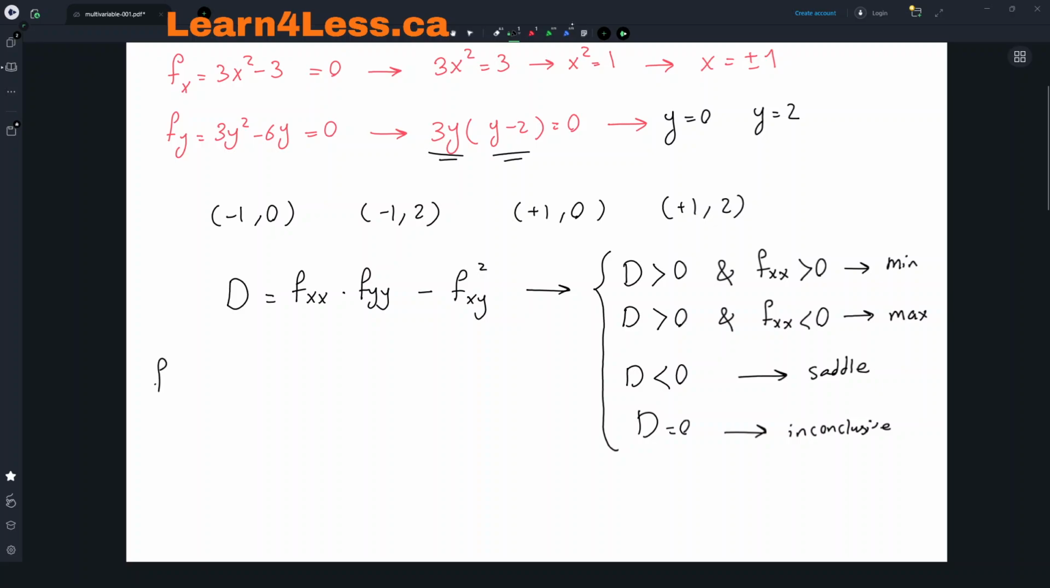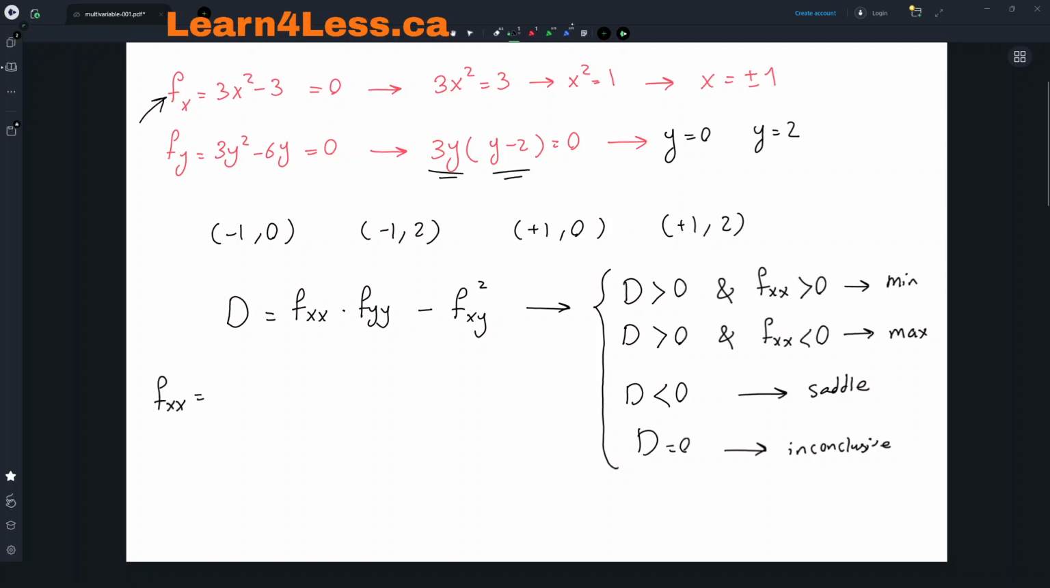So for fxx, the second derivative with respect to x, I take the first derivative with respect to x. We already have that, and I take the derivative with respect to x again. So the derivative of this with respect to x would be simply 6x. How about fyy? Let me just write it underneath. For fyy, we take the second derivative of this with respect to y, which would be 6y minus 6. And fxy, I can write it here.